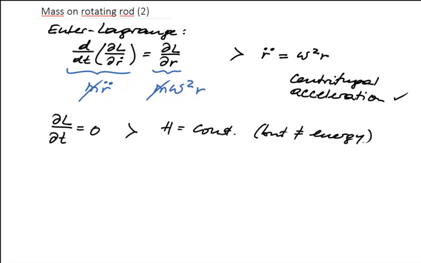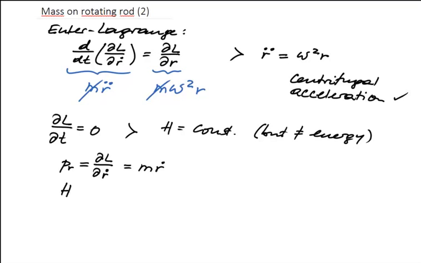Well, if the Hamilton function is not equal to the energy, what is it then? Let's have a look. First of all, let's look at the generalized momentum. The generalized momentum is the partial of L with respect to r dot. Well, we already saw when we considered the Euler-Lagrange equation that this is simply mass times r dot.